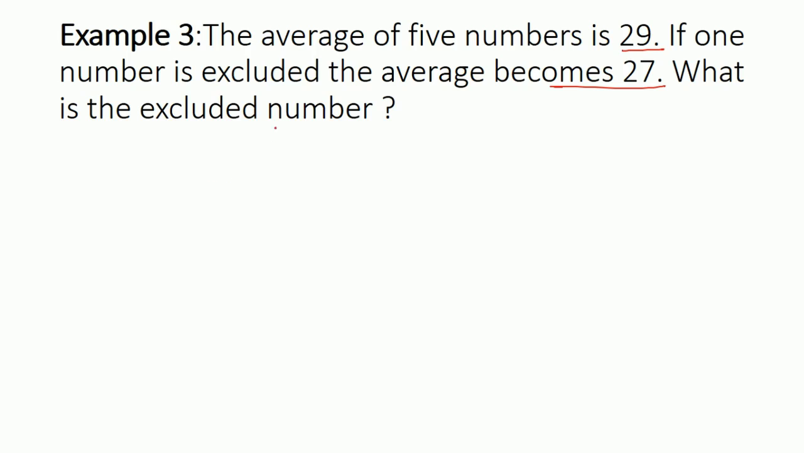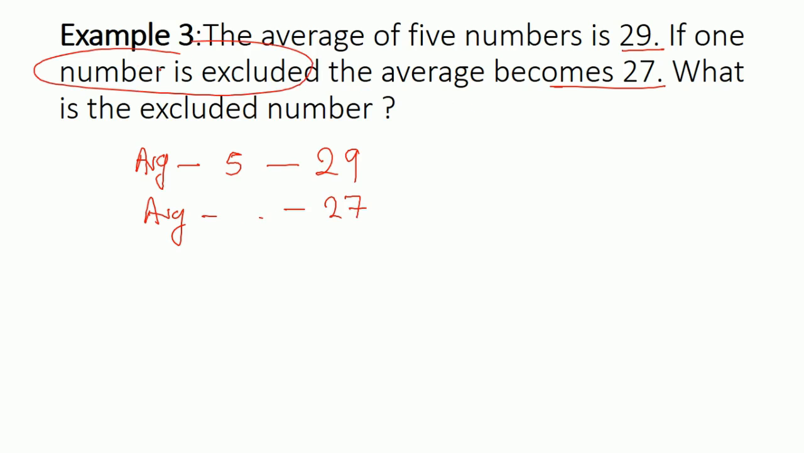Now the question says that the average of 5 numbers is 29. And if one number is excluded, the average becomes 27. So simple. The idea is, the average of 5 numbers is 29. And it says the average of some numbers is 27. How many numbers? It says one number is excluded.